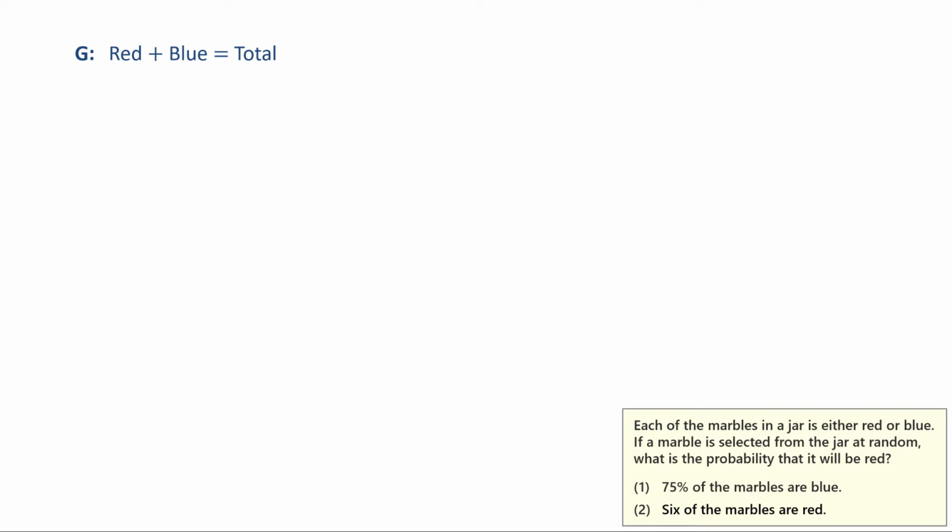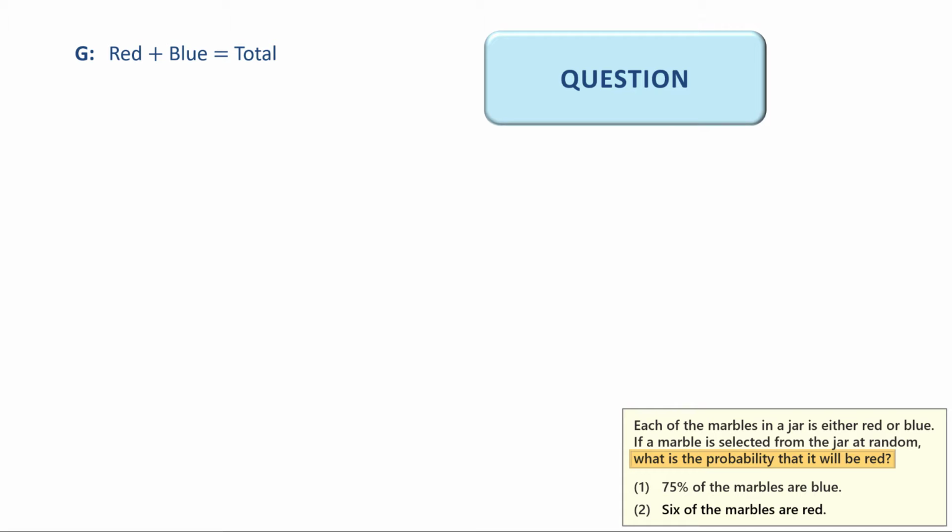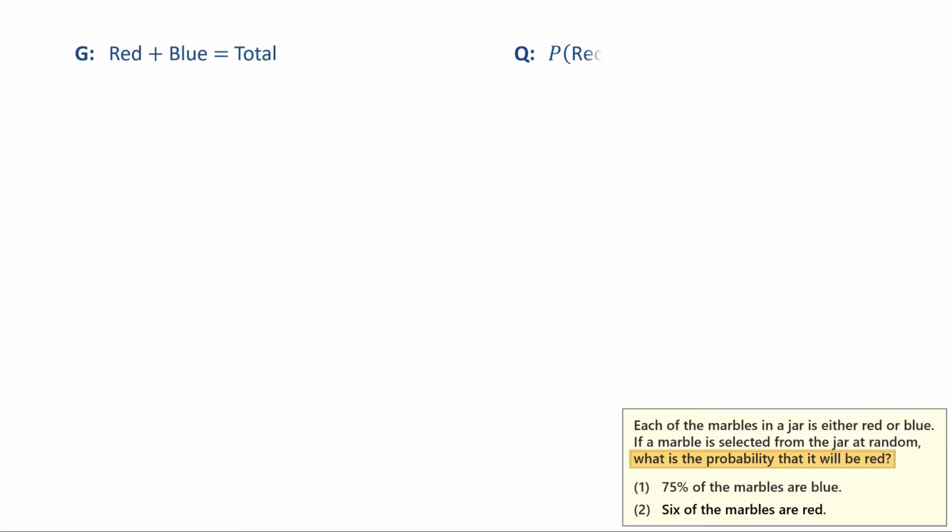Now we are ready for stage 2, the question. The question is this last clause. What is the probability that it, the selected marble, will be red? On our paper, we write Q for question, then P of red, which stands for the probability of red, equals question mark. This is a good start, but we can do better.